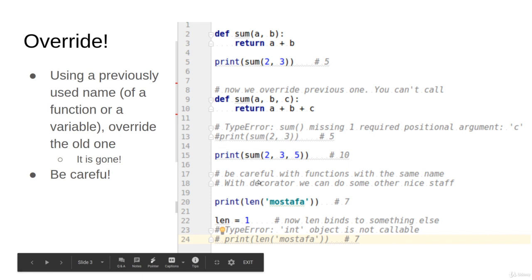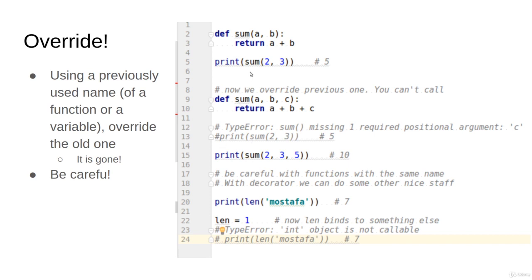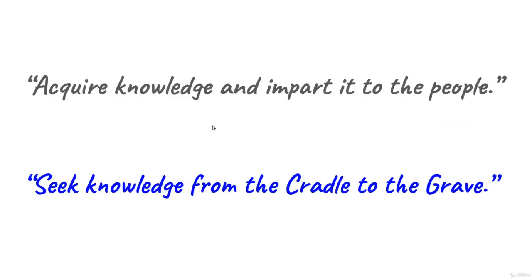In the future, you can use decorators to still have your function take more parameters or different variable types. But for now, remember, once you use the same name, you lose the previous one. So be careful about that. That's all.